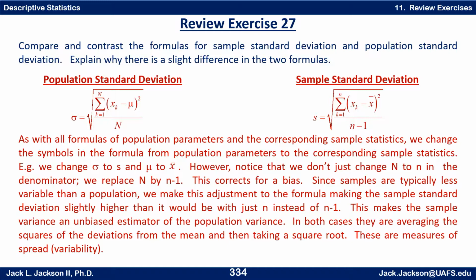Now, why do we do that? This corrects for a bias. The reason is samples have a tendency to be less variable than the full population. So if we had left a little n here instead of n minus 1, we would have gotten a sample standard deviation that does not accurately reflect the population standard deviation. To make the sample variance an unbiased estimator for the population variance, we make the adjustment by putting n minus 1 there. Notice putting the n minus 1 there has the effect of making that whole fraction a little bit larger, which is what we want to do.